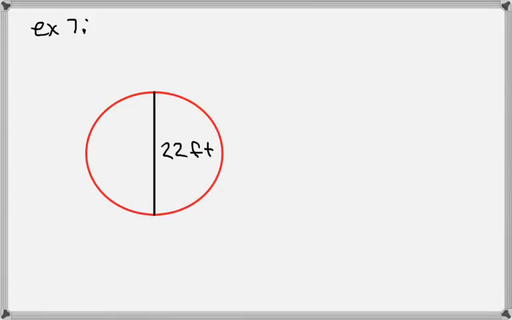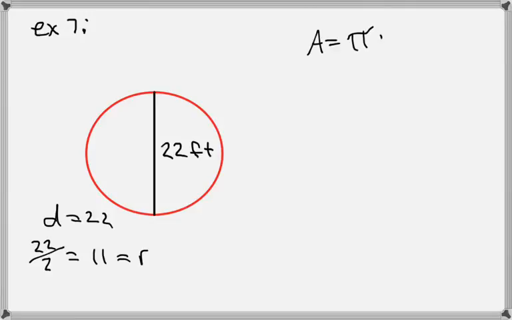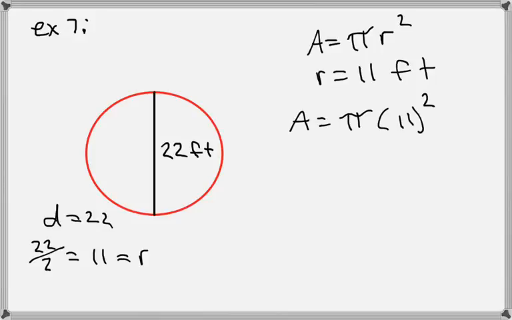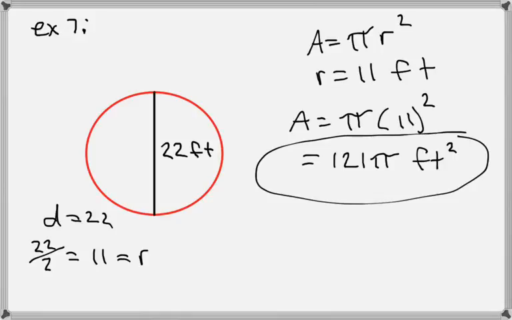Let's look at another example. Here we have a circle with a diameter of 22. So if the diameter is 22, we're going to take that 22 and divide by 2, which gives us 11 for the radius. So we can plug into our formula, area equals pi times radius squared, plug in the fact that our r is equal to 11 feet. So our area is pi times the radius of 11 squared. 11 squared means 11 times 11, which is 121, times pi, and our unit of measure, feet squared. So we have our area of that circle.